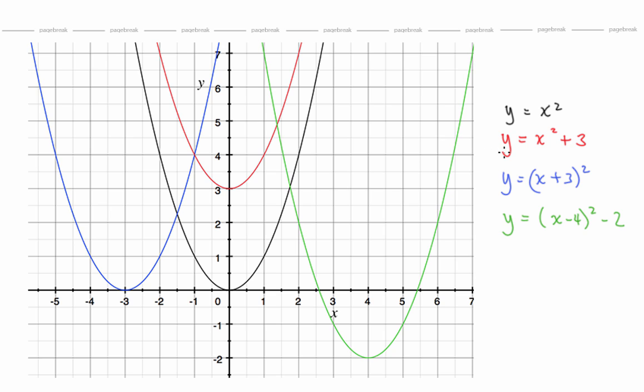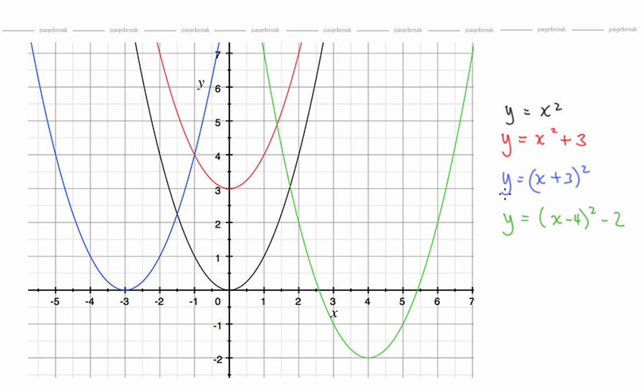Let's take a look at the red one. That's x squared plus 3. So we're adding on the 3 after we take f of x. This is f of x plus 3. So that's going to be a shift up 3 units, because essentially what we're saying is take all the y values you had on your original graph and then add 3 to them. So that's going to shift the graph up.